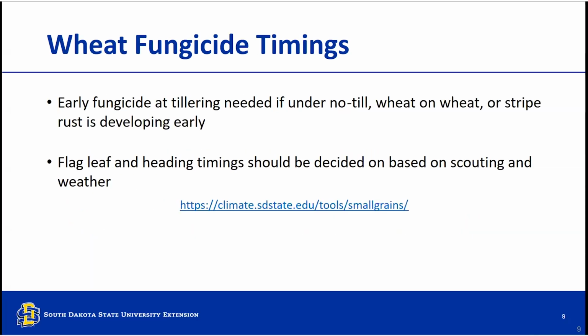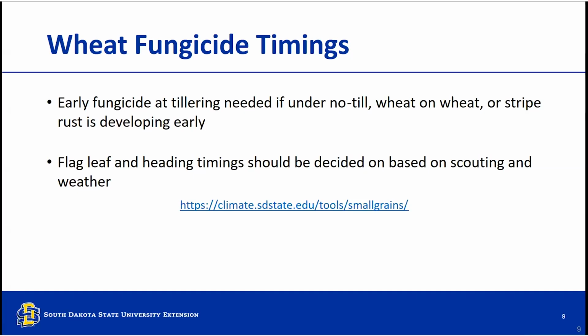For those of you that are wheat growers, the timings that we'll mention again: an early season fungicide is generally recommended if you're under no-till, or if you're wheat on wheat, or if you're starting to see stripe rust develop early, then we encourage an early season fungicide rate. Otherwise, the big ones to watch out for are at that flag leaf and head. Flag leaf, because we want to protect the flag leaf, because that sets our yield, right? So the old saying of protect the flag leaf at all costs, because that flag leaf is going to set and determine that yield.